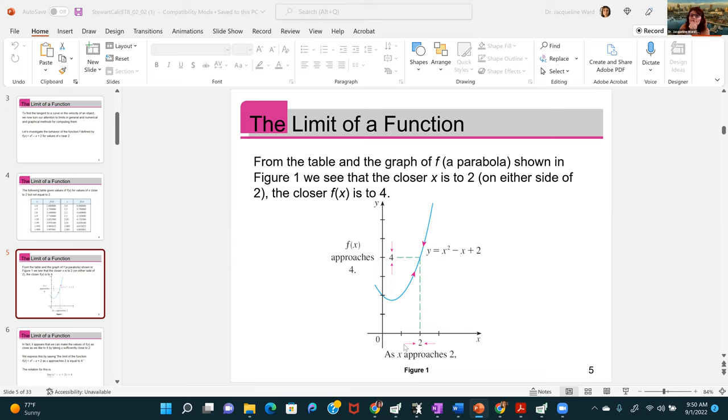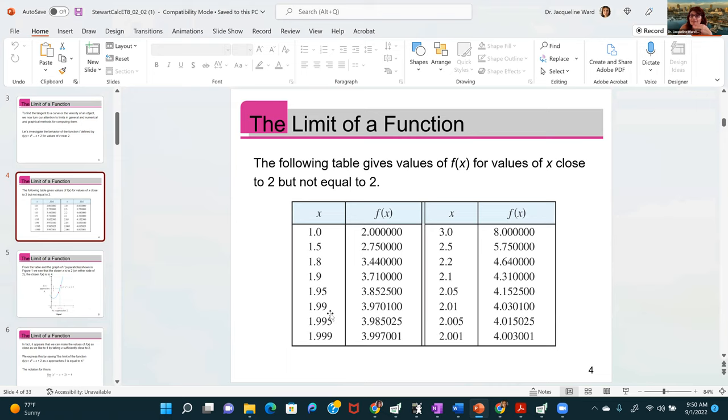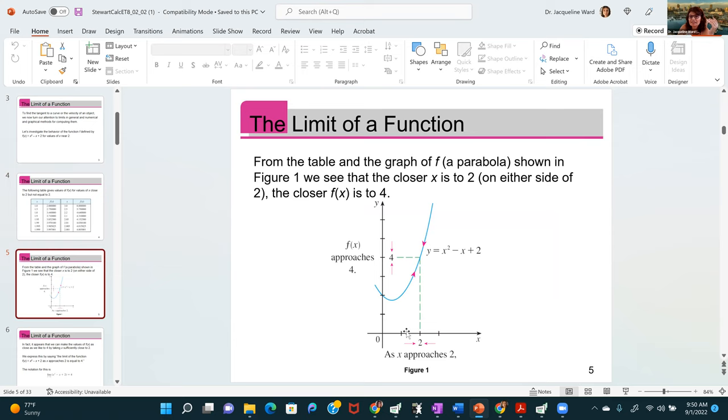We're looking at x values that are getting closer and closer to 2, and we're noticing the y values are getting closer and closer to 4 as we're inputting x values that are closer and closer to 2. Look, 1.99, it's 3.9701, blah, blah, blah. That's close to 4, right? And graphically, we can see, if I put in an x value of about 1.9, that's going to be about right here. And so my y value is going to be maybe 3.9, whatever, right? You see what I'm saying though, right?